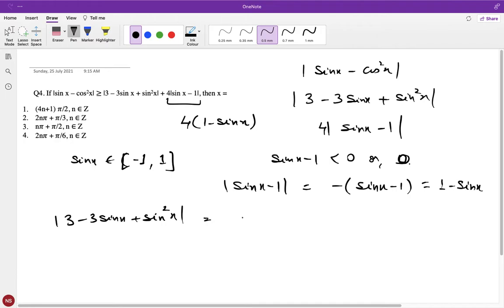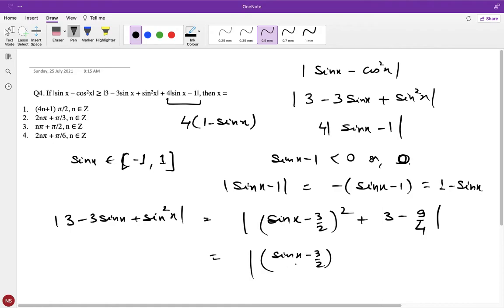Can we do square completion? Yes, we can. (sin x - 3/2) whole square: sin square x minus 3 sin x plus 9/4. So 3 minus 9/4. So this is equal to mod of (sin x - 3/2) whole square plus 3/4.